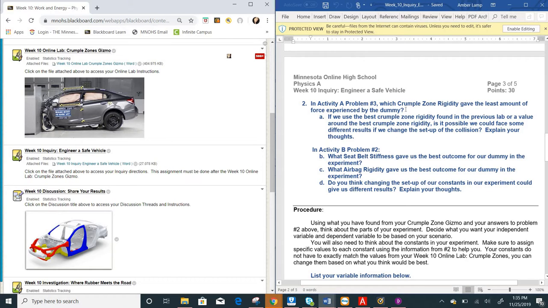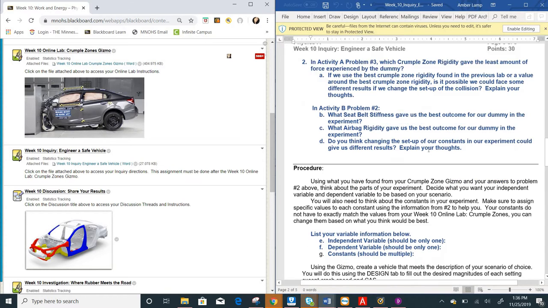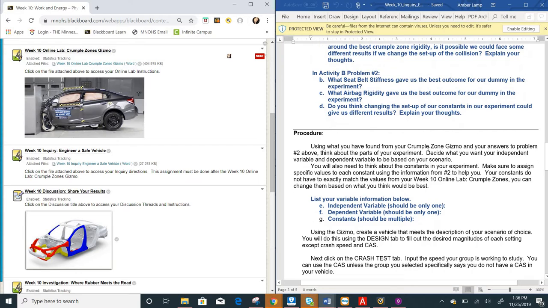Basically it's just going to give us information on what can be our constants, and what things provided safety in car crashes in the gizmo prior to this inquiry. That's going to let us transfer that information into our experiment so we can actually save time there.